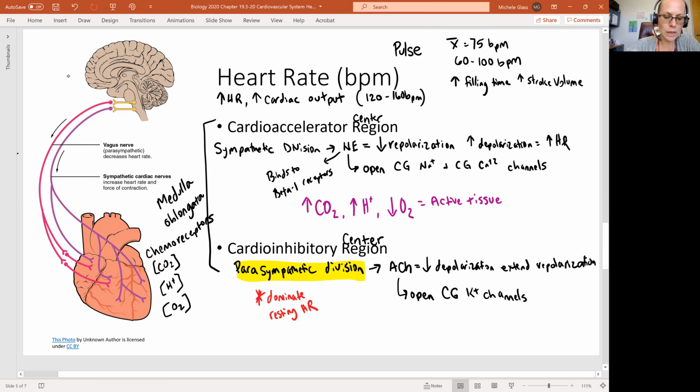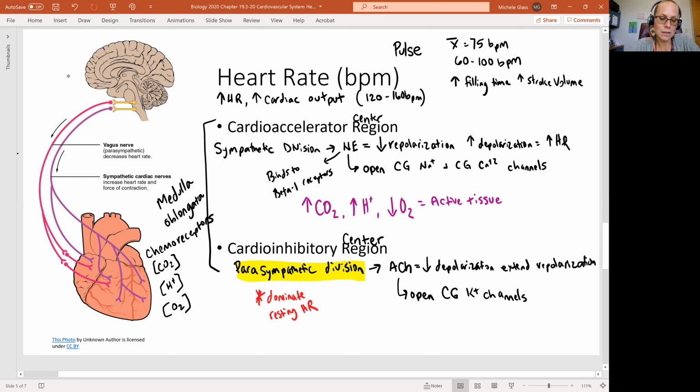So particularly if your skeletal muscle is active, then you're seeing that the cells are using up a lot of oxygen, producing a lot of carbon dioxide gas as a waste product. And we also will see the buildup of hydrogen ion. So release of hydrogen ion is an indicator of active tissue. And so if this is the case, then we need to increase our blood that's moving around the body, right? If we're having a lot of active tissue. And so we'll see this from activating our cardio acceleratory region.